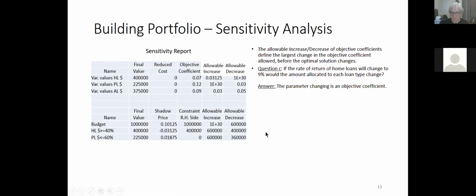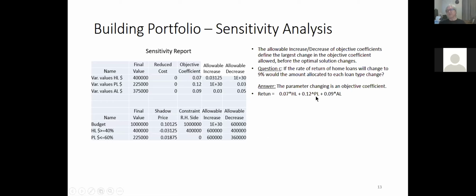So I took the questions that appear in this problem and answered them here. If the rate of return of home loans changes to 9% from 7%, would the amount allocated to each loan type change? Answer, no. But how do you get it step by step?